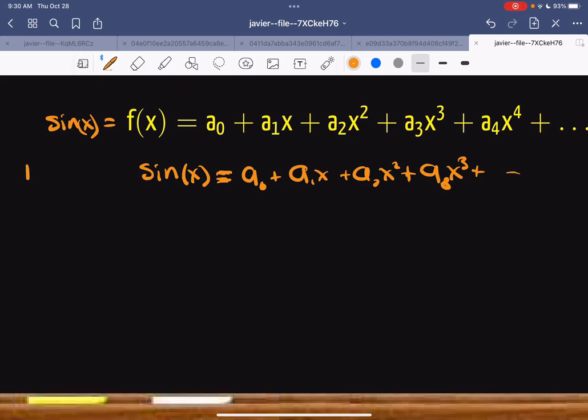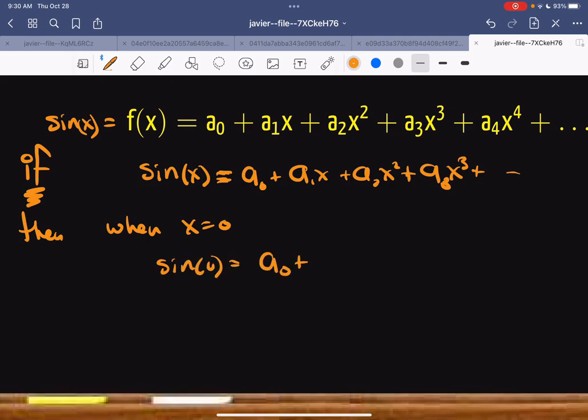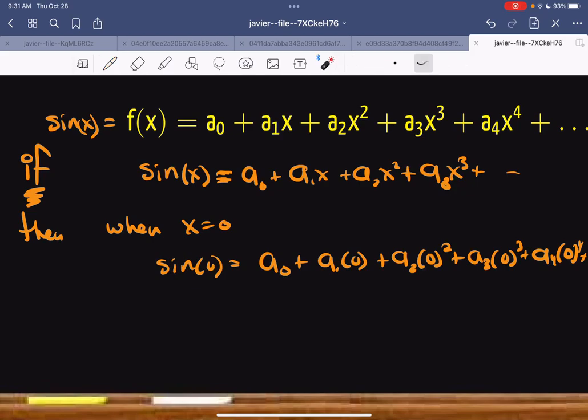If that was true, so I'll put a big old if, then when x is equal to 0, we get that sine of 0 is equal to a naught plus a1 times 0 plus a2 times 0 squared plus a3 times 0 to the third plus a4 times 0 to the fourth, and on and on. But wait a minute, this becomes 0, this becomes 0, this becomes 0, this becomes 0. And I know sine of 0 is equal to 0. So this tells me that a naught is equal to 0.